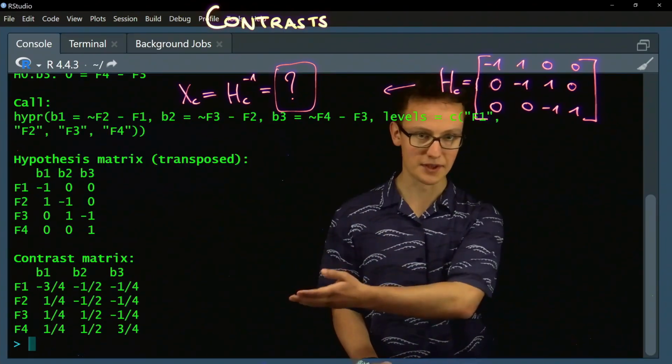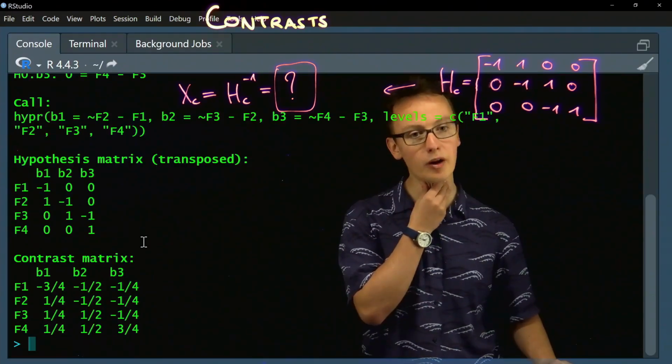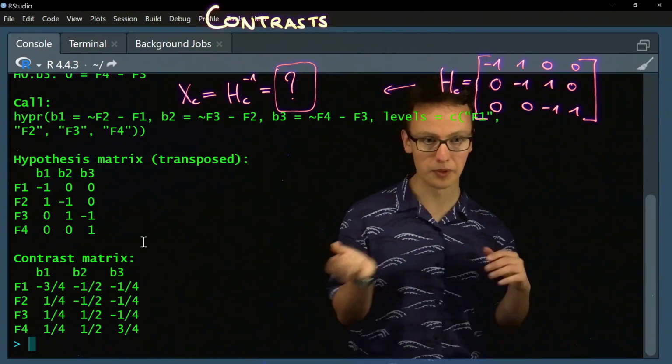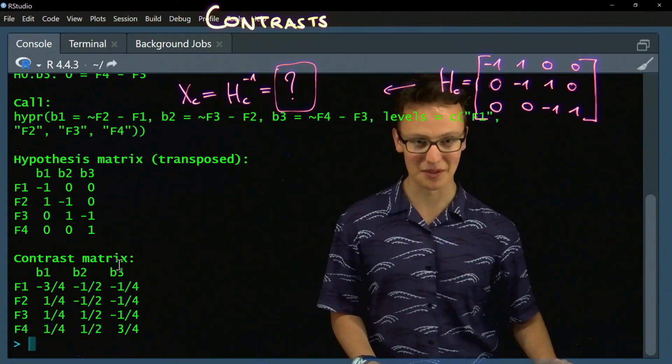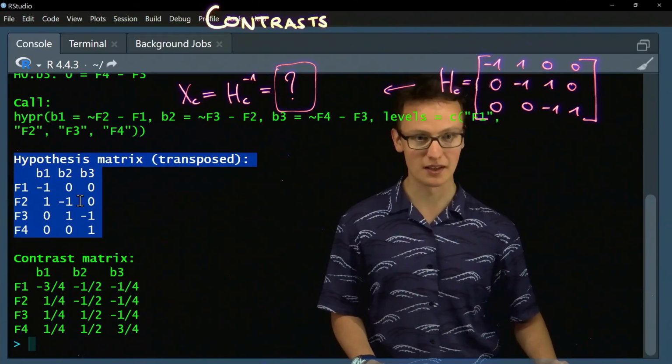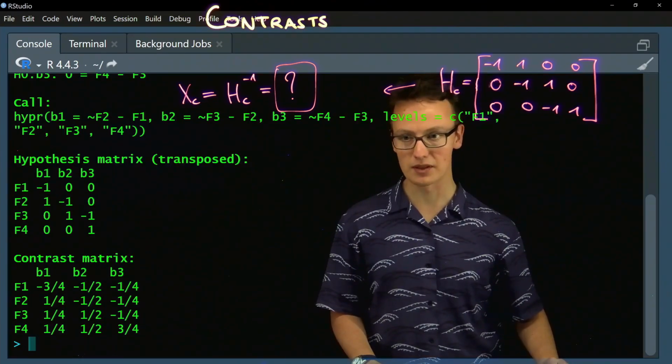And here we can see the same result, right? So here in this output of the object generated by the hypr package, we always get both the hypothesis matrix and the contrast matrix in one go in the output. So we see that our hypothesis matrix is the same as here, just transposed, and we get the same contrast matrix out of it.